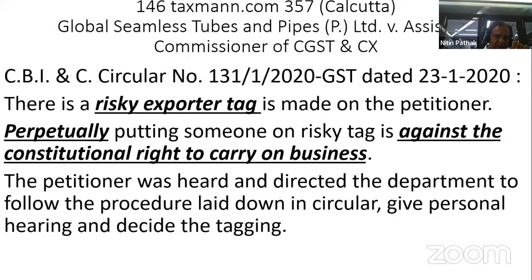Now I am coming to Global Seamless Tube Pipe versus the Assistant Commissioner, Circular number 131-1. Here what has happened? Global Seamless Tube Private Limited was given a risky tag on the basis of some information which they had received. But what the law says is that you cannot make it a permanent risky tag. Perpetually putting someone under a risky tag is against the Constitution, to carry out the business. The petitioner was heard and the department was directed to follow the procedure laid down in the circular, give a personal hearing and decide the tagging.